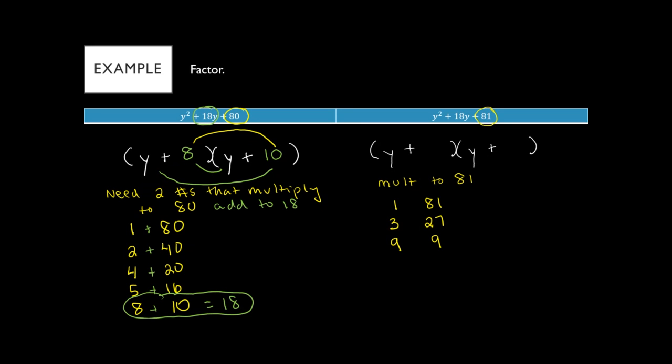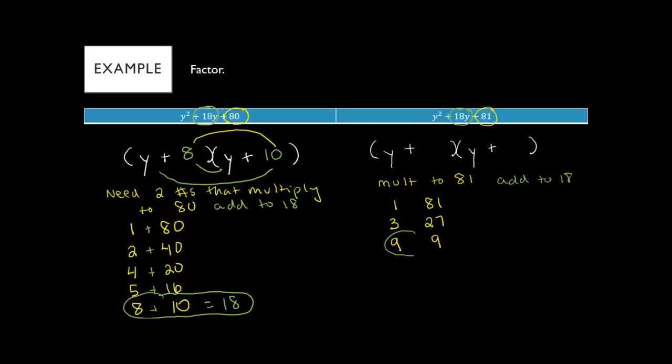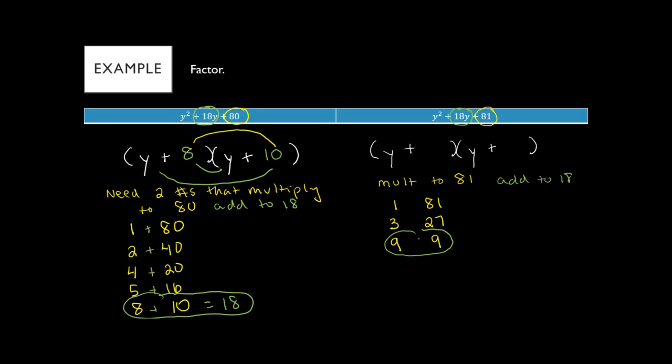So once you've written down all of your choices, then we need to worry about the middle number. It needs to add to 18. Just like the one on the left, we needed to add to 18. So the only pair that adds to 18 is 9 and 9. You add those together, that gives you 18. So your 2 numbers are identical in this case. They're both 9s. So you're looking for 2 numbers that multiply to the last number and add to the middle.